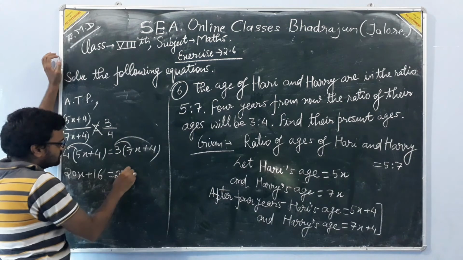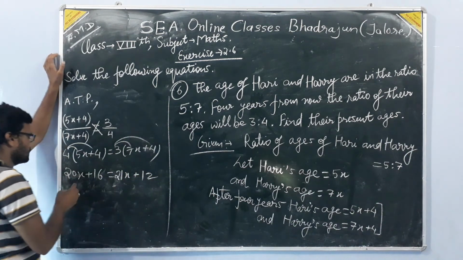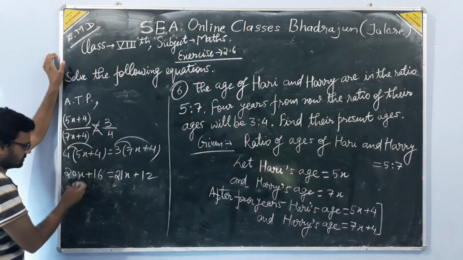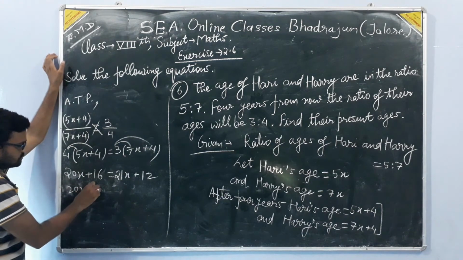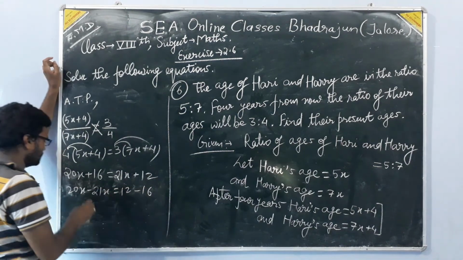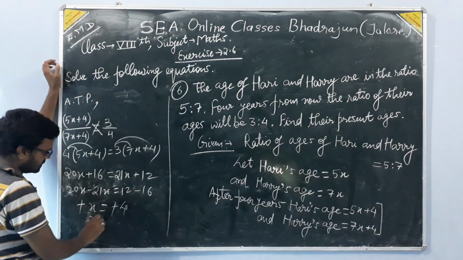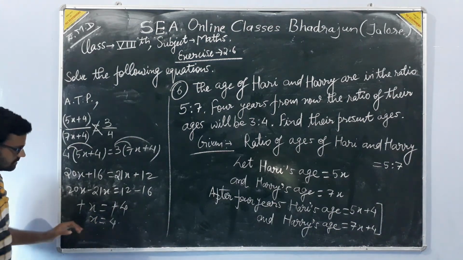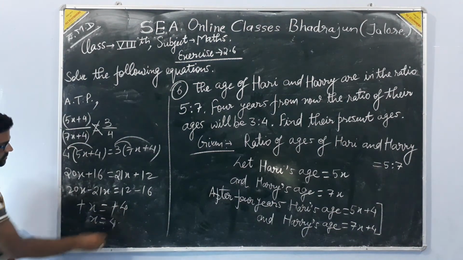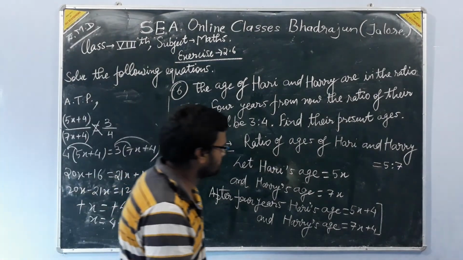This is 21x plus 3 is multiplied with 4, this is 12. Okay. This is 20x minus 21x, which is equals to 12 minus 16. This is minus x equals to minus 4 and hence our x equals to 4. माइनस माइनस एक दूसरे से कट आउट हो गए और वैल्यू आ गई x की 4। हैंस नाउ आवर आंसर विल बी हरीज एज विल बी व्हाट.